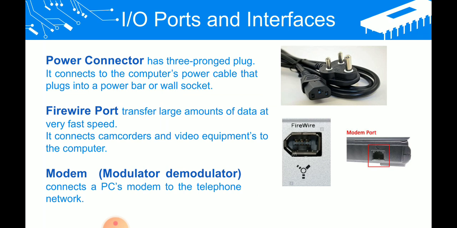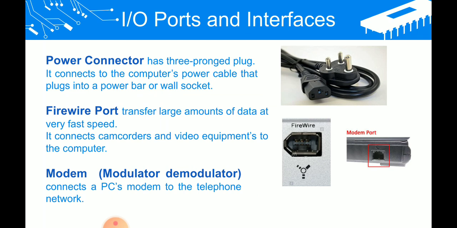Next is firewire port. So this port is used to transfer large amount of data at very fast speed. So to connect video equipments and camcorders to the computer. In firewire, the transfer of data is very fast. That is, in this, usually the data transfer will be 1 MB to 4 MB maximum per second. But in firewire port, the data transfer will be 400 MB to 800 MB per second.